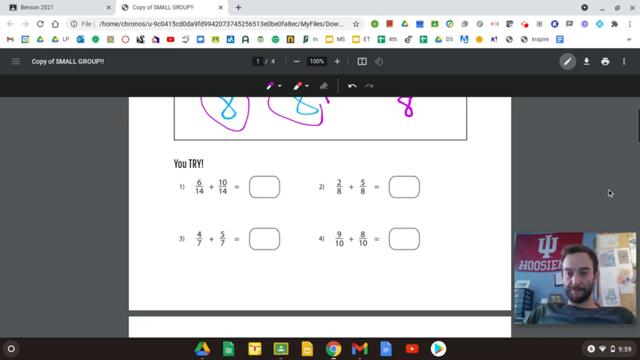Then you're going to try. So if you need to, go ahead and pause it, solve these 4, and then I'm going to go over the answers. So go ahead and pause now.